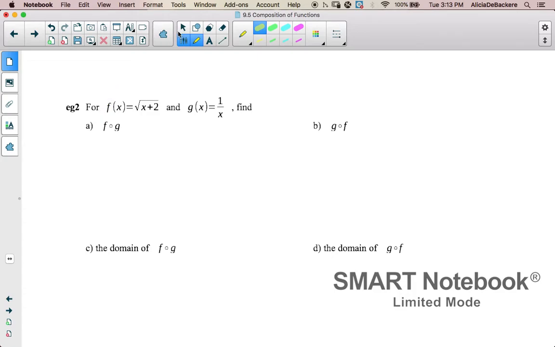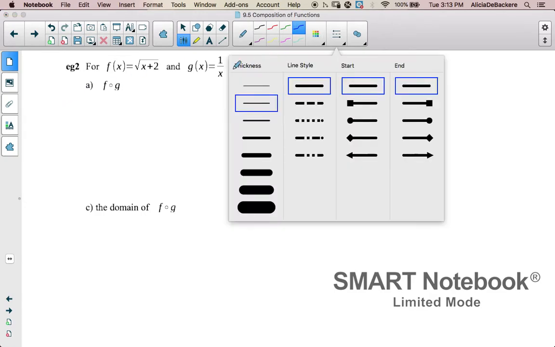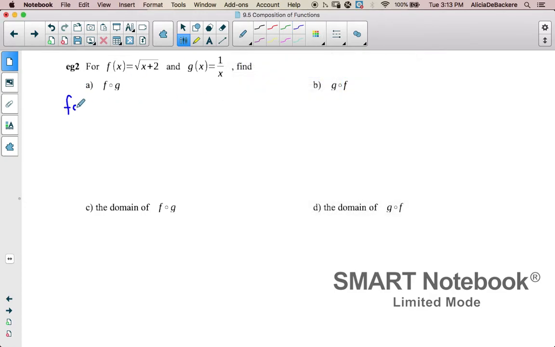Okay, so for my second example, I've got two equations again. This time we're dealing with a radical and a rational function. So kind of mixing it up, getting a little bit trickier here. First, it says find f at g. So what they mean by that is find f of g of x. That means take the g at x equation and put it into the f equation. So g at x, that's 1 over x. So everywhere I see an x in the f function, I'm going to replace it with 1 over x.